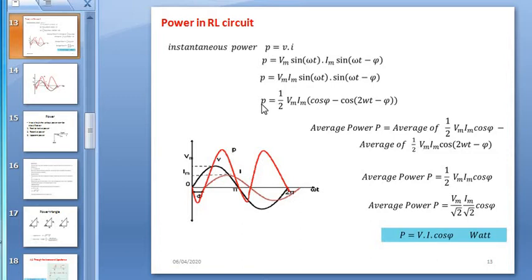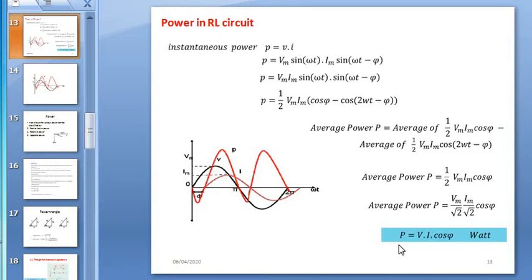From this equation, if we need to calculate the average power, how to calculate it? Taking the average of the first term and the average of the second term. We know that the average of this second term over the complete cycle is 0, since it has frequency double the supplied frequency. Therefore, the average power will be because of only the first parameter, which was Vm Im cos phi by 2. We can rewrite the equation as Vm by root 2 into Im by root 2 into cos phi as it is. What is Vm by root 2? It is the RMS value of voltage. What is Im by root 2? It is the RMS value of current.